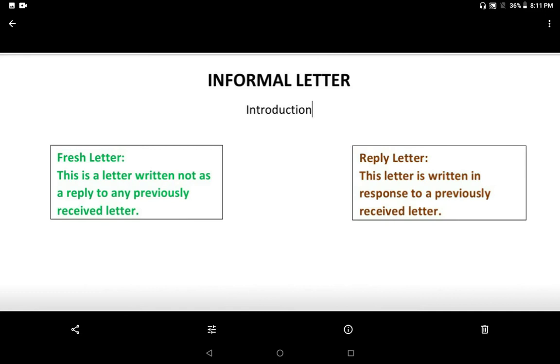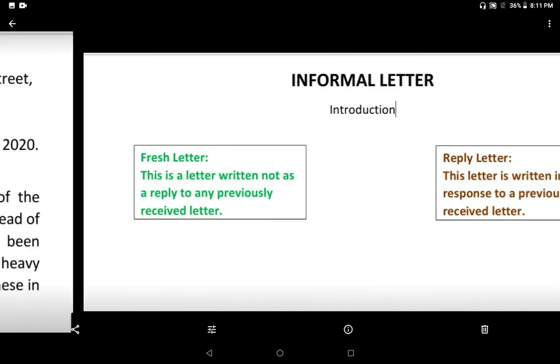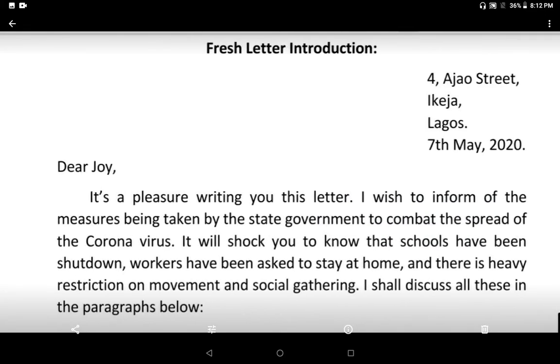So let's look at an example of an introductory paragraph for a fresh letter. Of course, you can see the date there, the address and the date, then salutation. So for your fresh letter, we have this. It's a pleasure writing this letter to you. Or it's a pleasure writing you this letter. I wish to inform you of the measures being taken by the state government to combat the spread of the coronavirus. It will shock you to know that schools have been shut down, workers have been asked to stay at home, and there is heavy restriction on movement and social gathering.